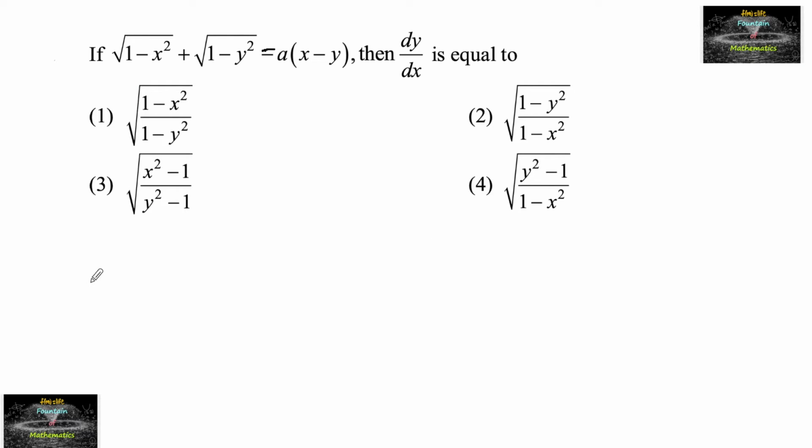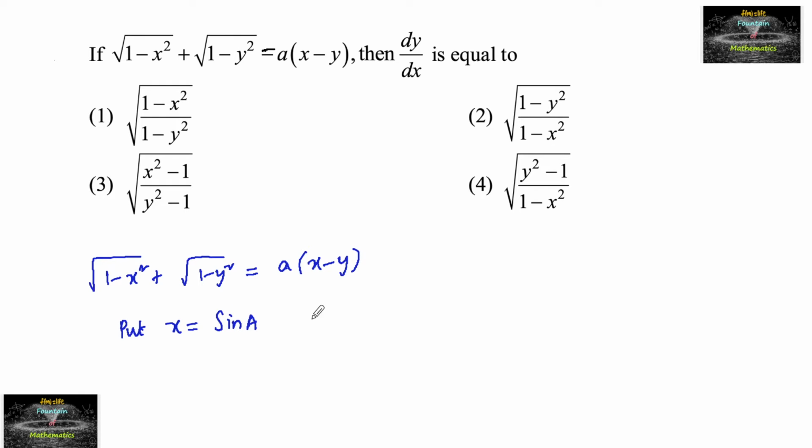If root over 1 minus x square plus root over 1 minus y square is equal to a times of x minus y, then we need to find dy by dx. So in this problem, let us put x is equal to sine of some angle a and y is equal to sine of some angle b.